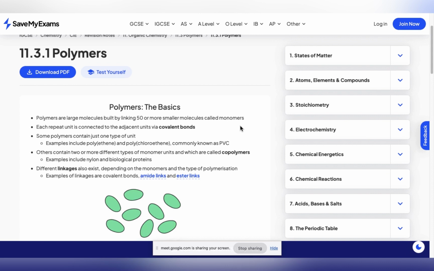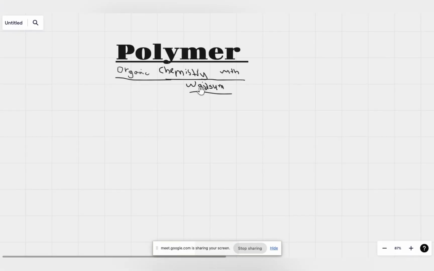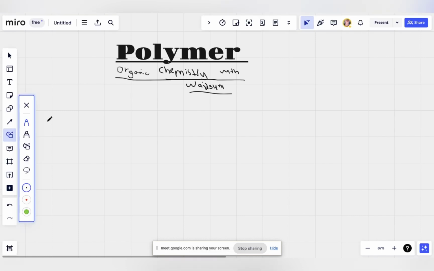Polymers are large molecules. They are macromolecules that are made from small molecules. So we say polymers are large molecules that we call macromolecules. The word poly means many.